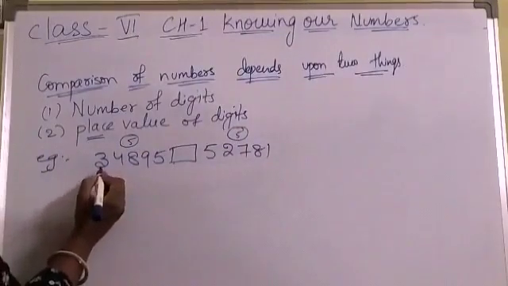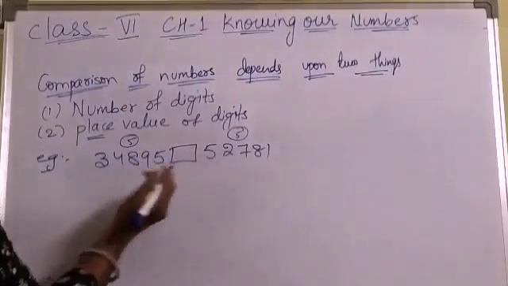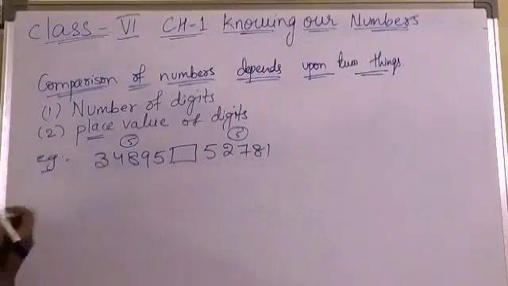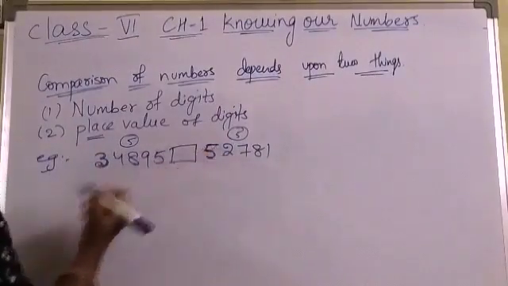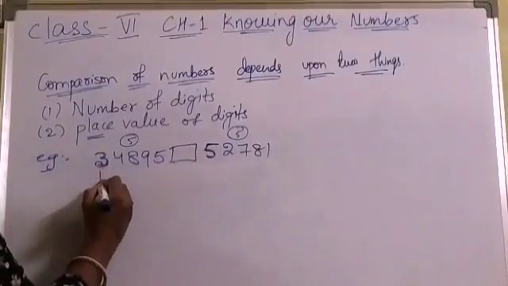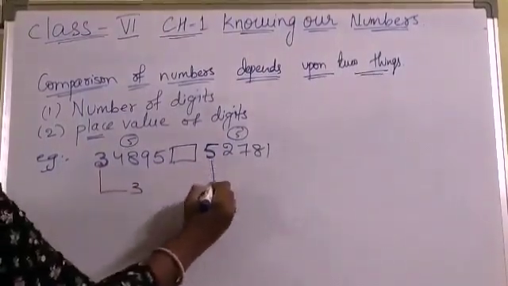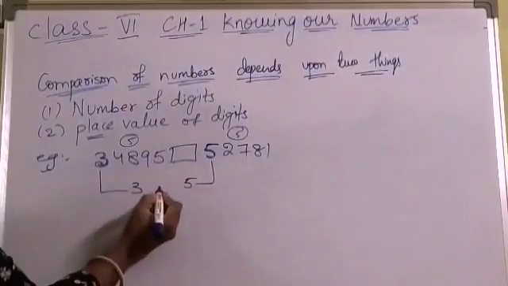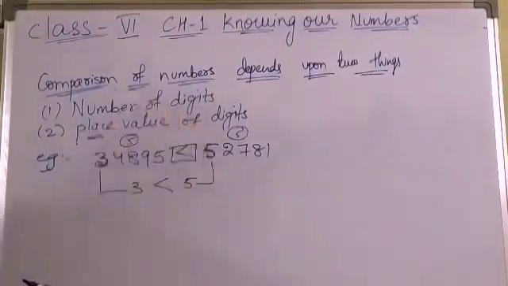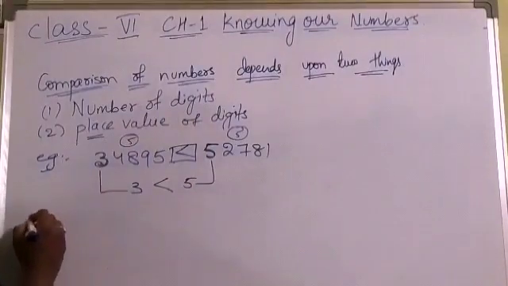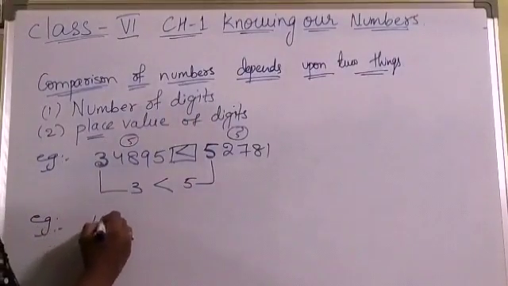Then what should we do if the numbers have the same number of digits? First we should compare the digits of these two numbers from the leftmost place, meaning from the left side. First we should compare this one. For example, here it is 3 and here it is 5. Which is greater? 5 is greater. So we can say this number is greater. Is it clear?